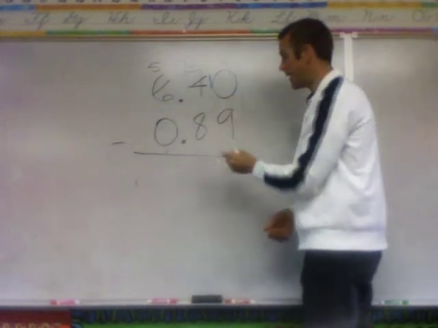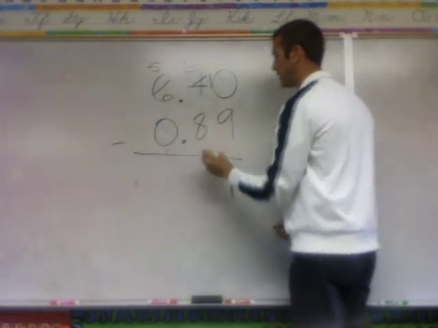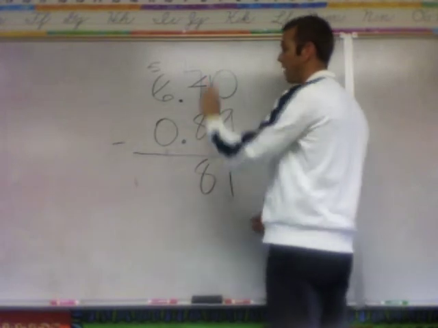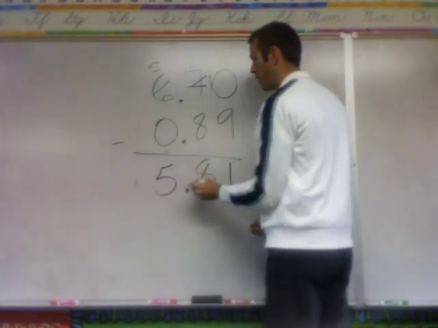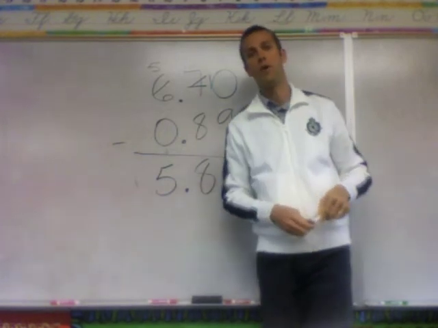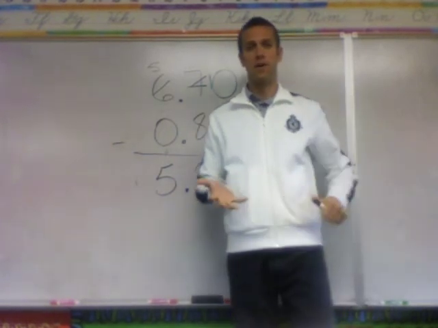So now I have 10 minus 9, 1. 16 minus 8 is 8. 5 minus 0 is 5. And the decimals would go straight down. And my answer is 5.81, or 5 and 81 hundredths.